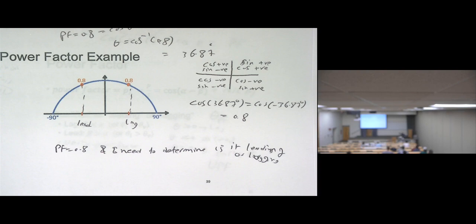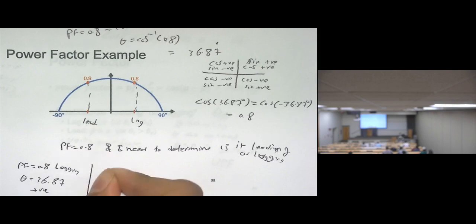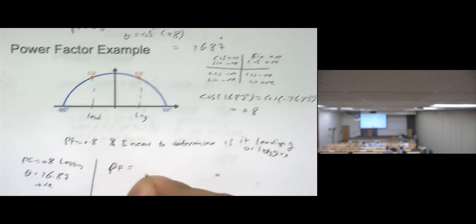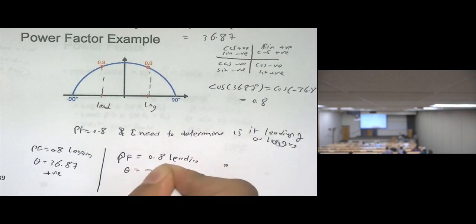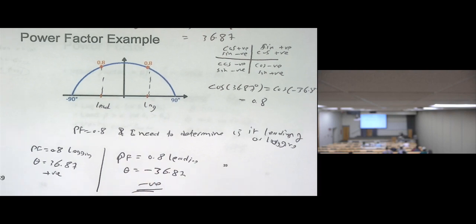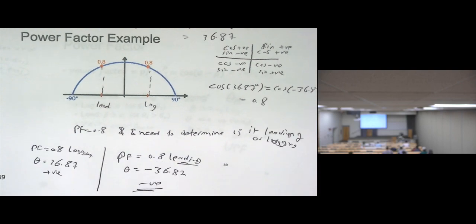Okay? So when I say 0.8 and lagging, then theta will be 36.87 and it is positive. When I say power factor equals 0.8 and leading, then theta will be negative 36.87. That's how we figure it out. That's why there must be a definition. Any questions?